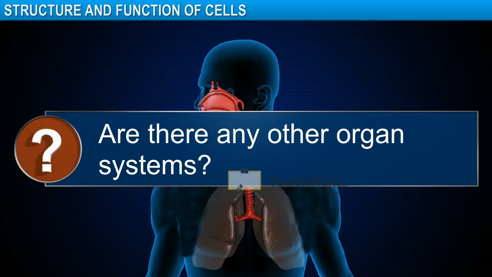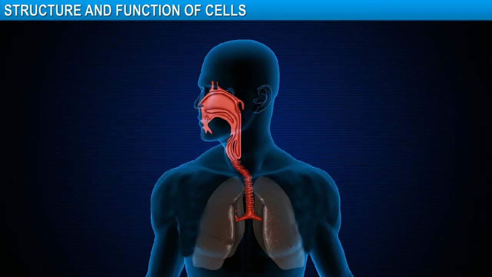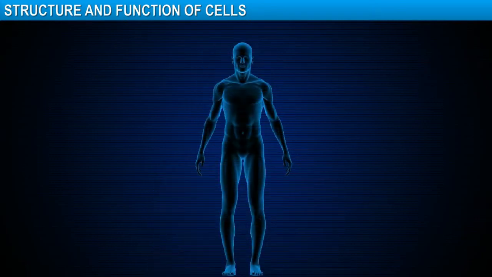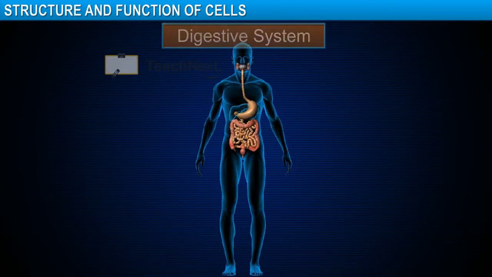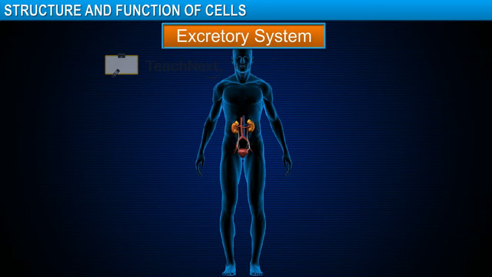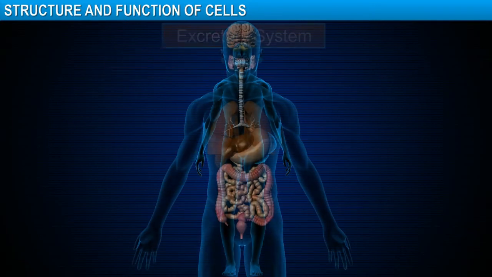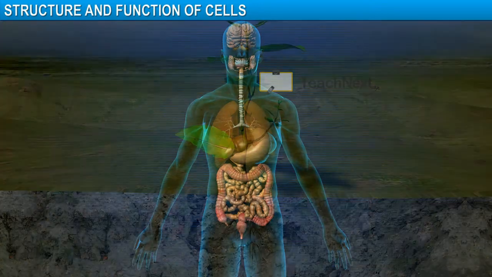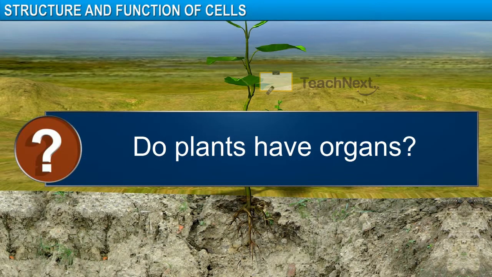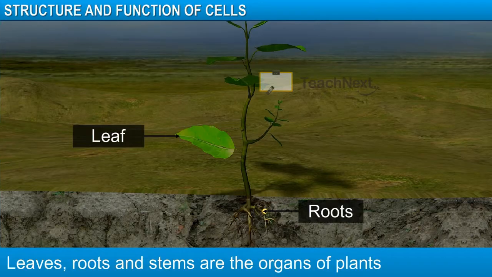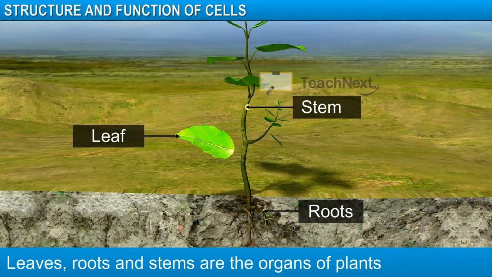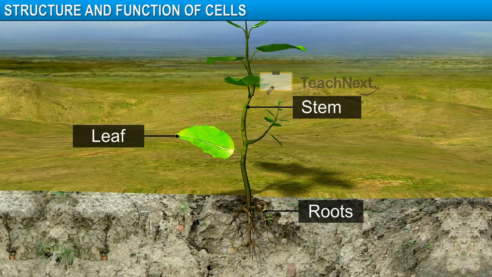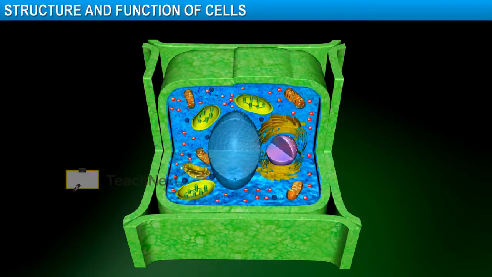Are there any other organ systems? Some of the organ systems are the nervous system, the digestive system, and the excretory system. All these organ systems work together to run a complex organism. Do plants have organs? Leaves, roots, and stems are the organs of plants. Like animal tissues, these are also made of tiny units of cells.